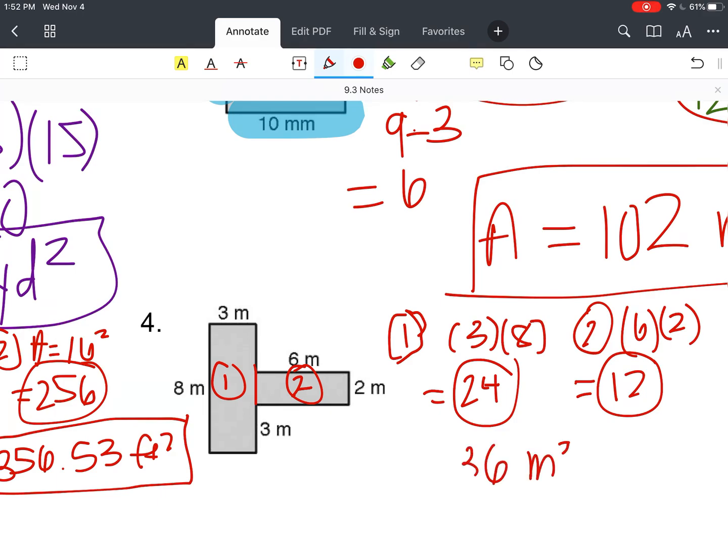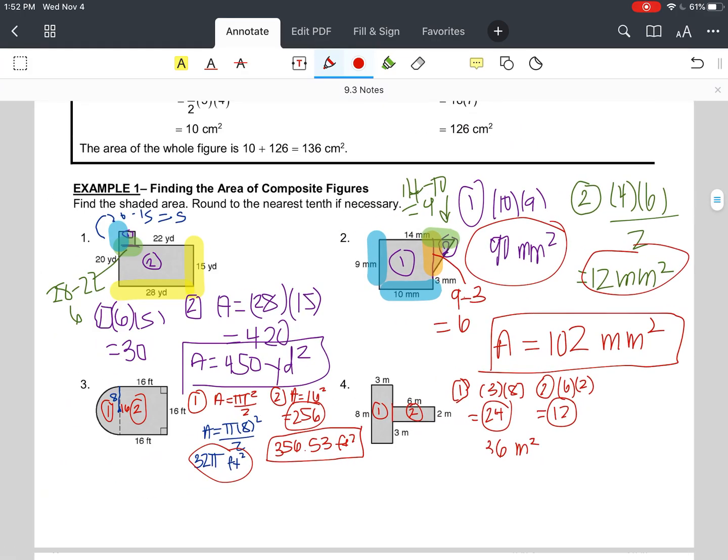And 24 plus 12, you're going to get 36 meters squared.